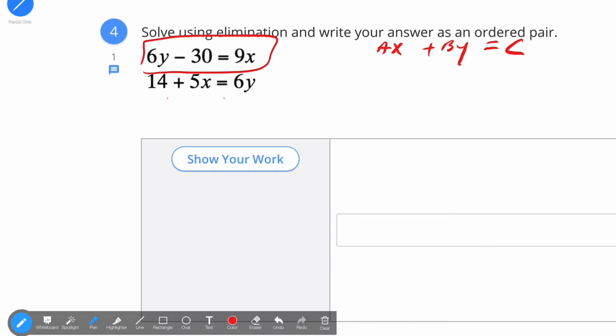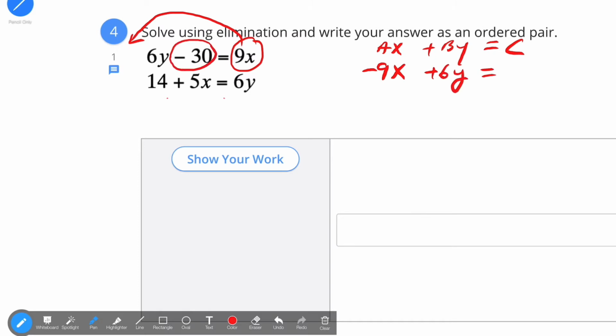So if I look at the first equation, I've got to move the 9 to the left side of the equation. That becomes a negative 9x, because I move this over here. The 6y is in the correct spot, so that's plus 6y equals. The negative 30 needs to go to the other side. So negative becomes a positive.